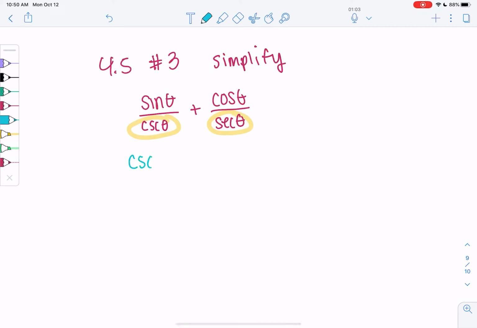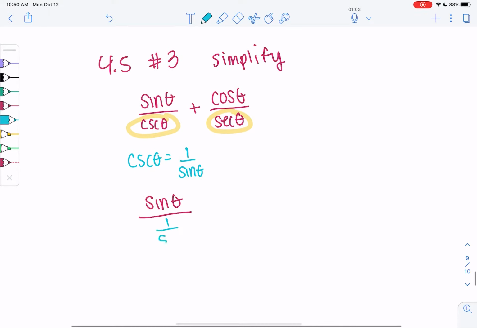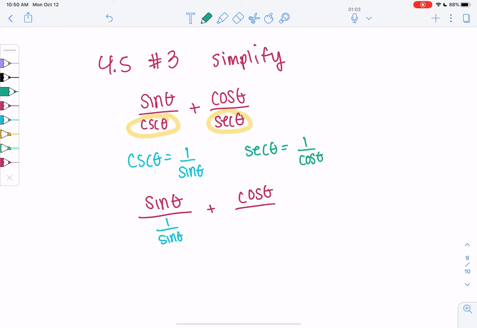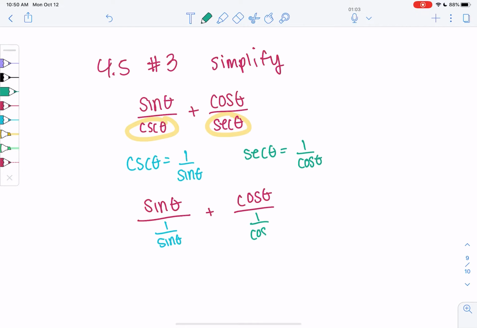So I know that cosecant is 1 over sine. So my first fraction will be sine theta over 1 over sine theta. And then my second fraction, I'm going to keep the cosine for now, but I know secant is 1 over cosine. Writing things in terms of sine and cosine is often easier.